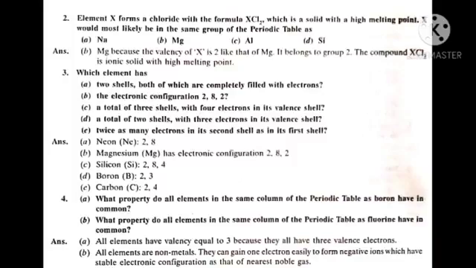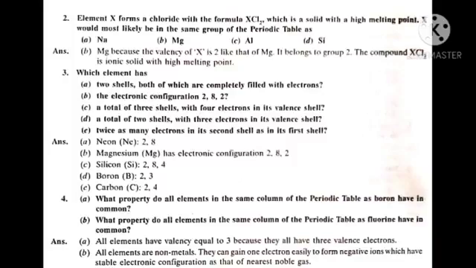Question number 3. Which element has A. 2 shells, both of which are completely filled with electrons? B. The electronic configuration 2, 8, 2. C. A total of 3 shells with 4 electrons in its valence shell. D. A total of 2 shells with 3 electrons in its valence shell. E. Twice as many electrons in its second shell as in its first shell.